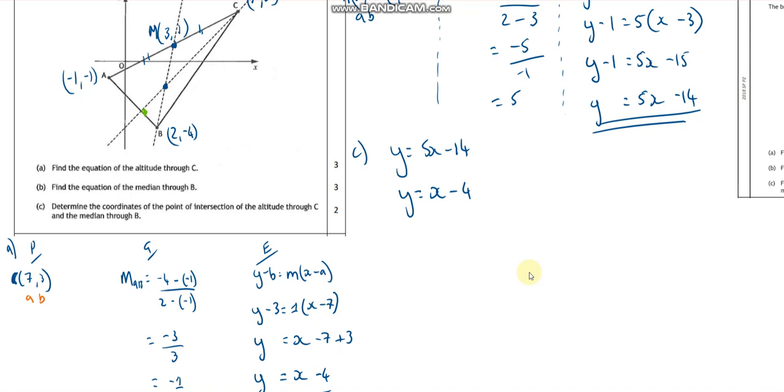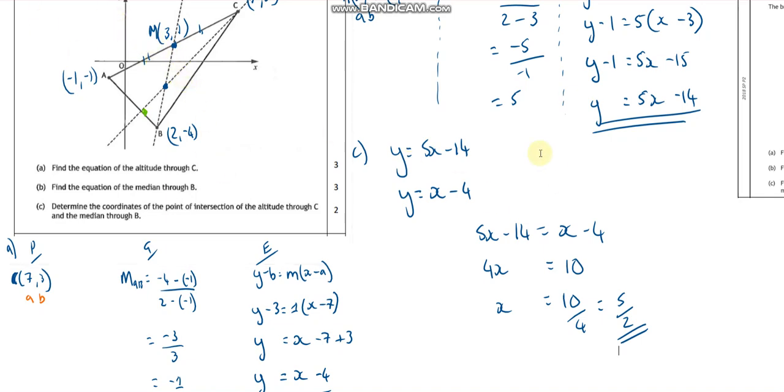So the best thing to do is to make them equal to each other. So I've got 5x take away 14 is equal to x take away 4. So get your x's to one side and get your numbers to the other. So I'll add 14 on, so that's going to give me 10. So x is equal to 10 over 4, which is the same as divided by 2, 5 over 2.